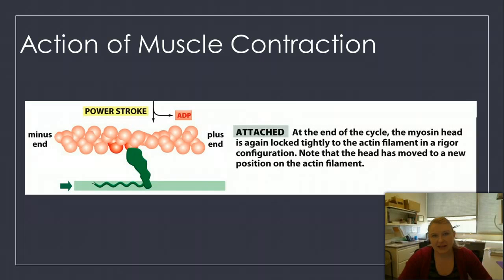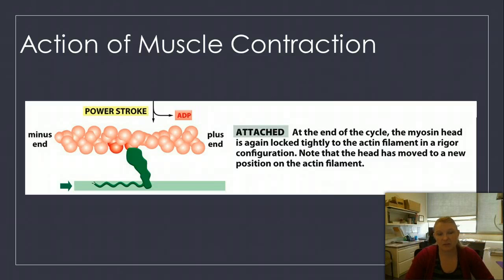What this is going to do is cause the power stroke. As the ADP comes off, the myosin head springs back to its original position, but it takes the actin along with it. This allows the actin to move, and remember, it's about 5 nanometers. Now, when we consider there are 300 heads, this allows for a whole lot of movement at once and very quickly. And this happens over and over and over again.